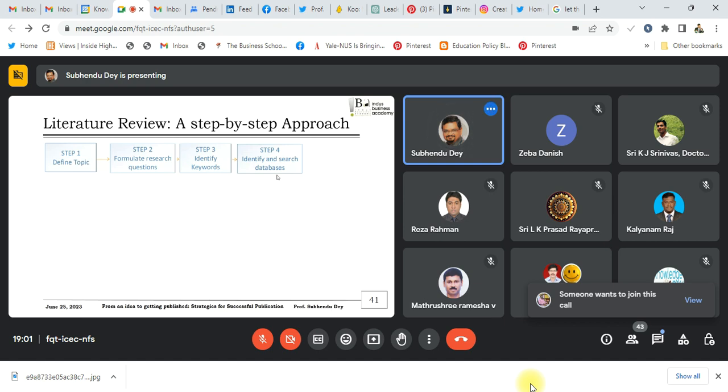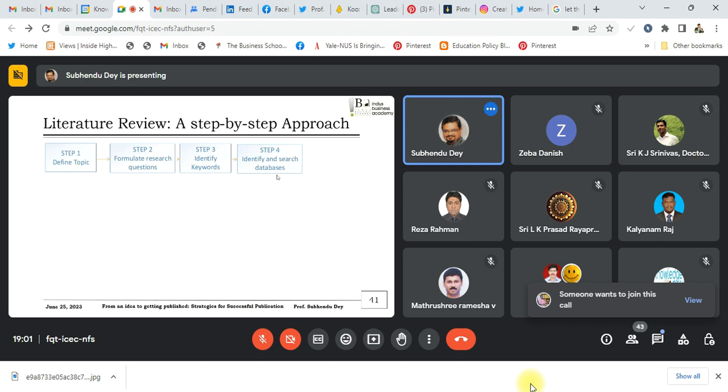Now again, when you're searching for articles, be very sure of the specific journals that you want to look at. So do hand search the selected journals. That's extremely important. You have searched databases in general, let's say two databases, and then you hand search selected journals as well.